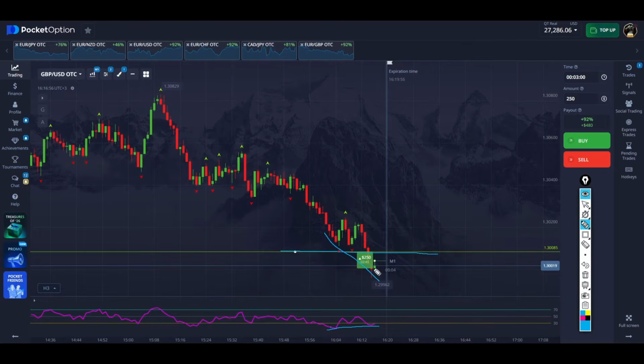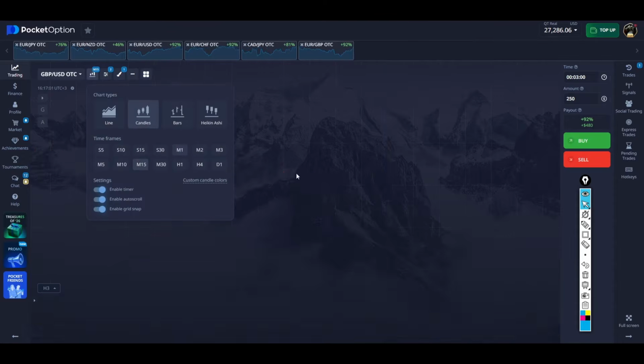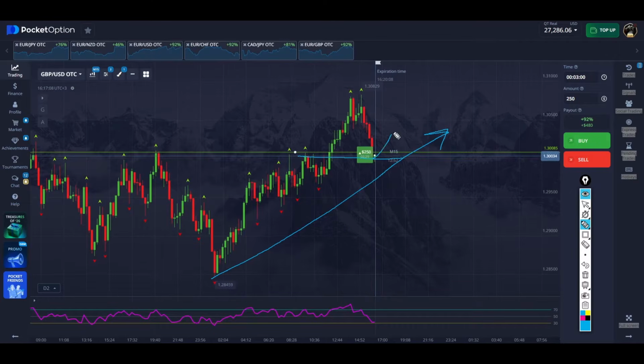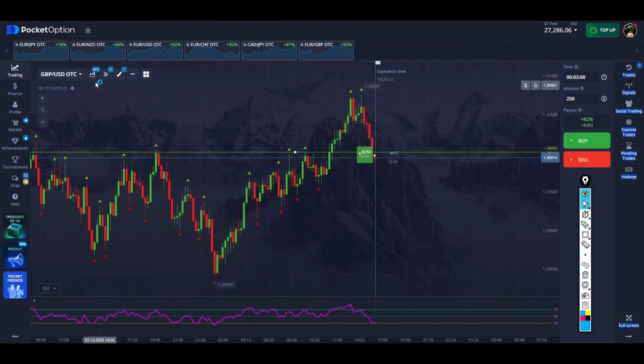I've already found an entry point and entered the trade. Let's wait for this expiration to finish, and then I'll show you the exact parameters you need and how to find strong entry points. In this particular situation, I'm working with a divergence from the RSI indicator. Let's see how the trade closes.